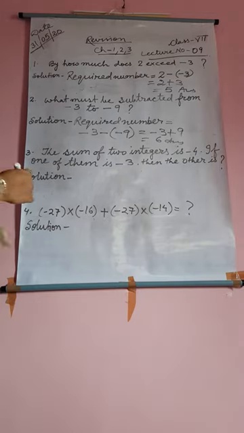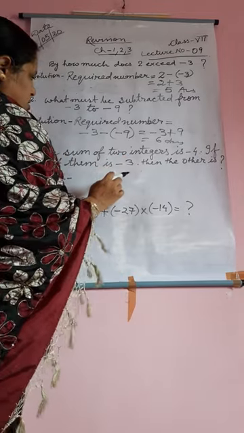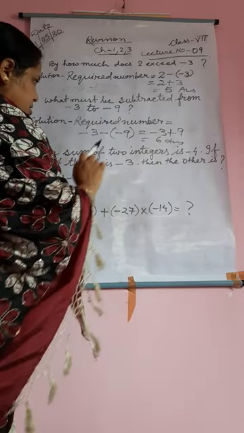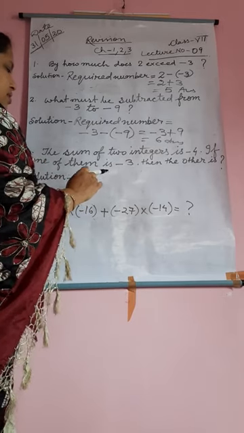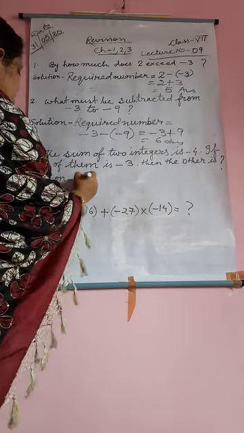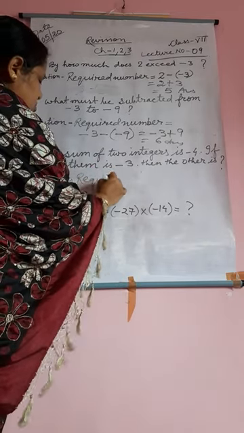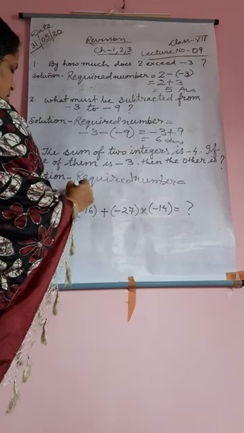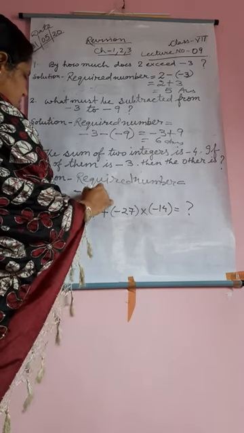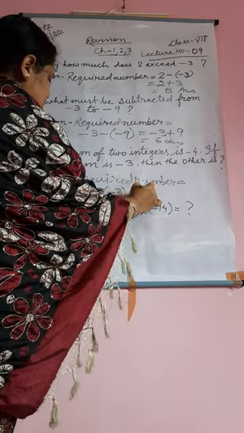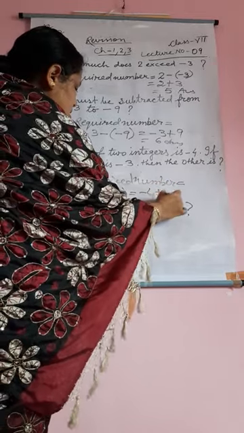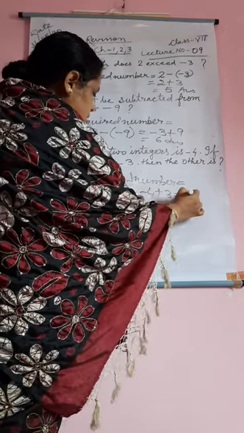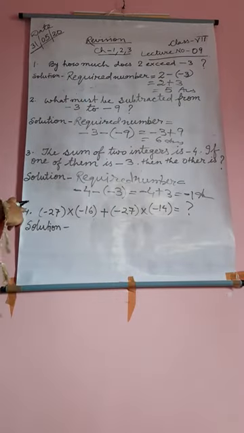Now next question number 3. The sum of two integers is minus 4. Koi do integer ka sum hai minus 4. If one of them is minus 3, then find the other. Other number ke liye kya karna hoga? Required number equals to minus 4 minus minus 3. So minus 4 minus minus plus 3, minus 4 plus 3, minus 1. 1, a sign is minus. Minus 1 is answer.